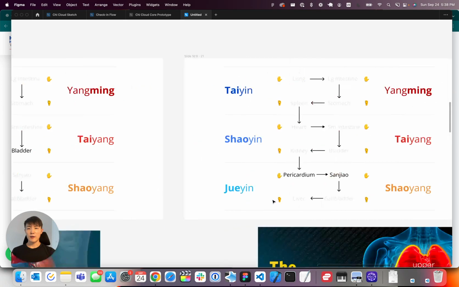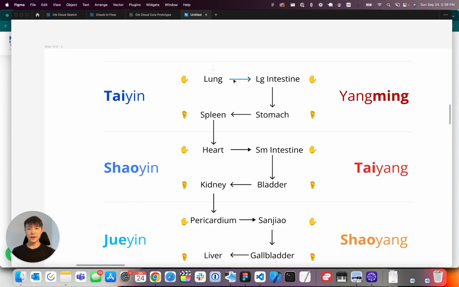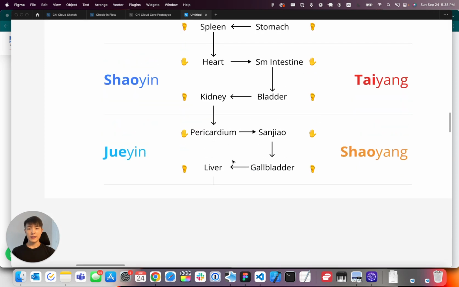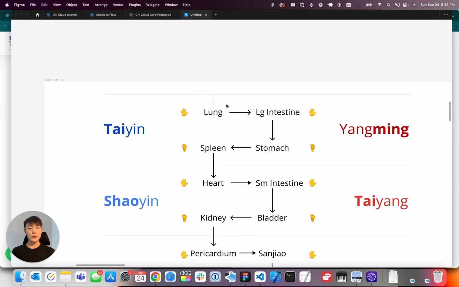So the first step is remembering all of these interior-exterior pairs. The lung and large intestine go together. The spleen and stomach go together. The heart and small intestine next, followed by the kidney and bladder. Finally, the pericardium and sanjiao, and liver and gallbladder. And so if you can remember those, at the very least, you have each interior and exterior pair remembered.